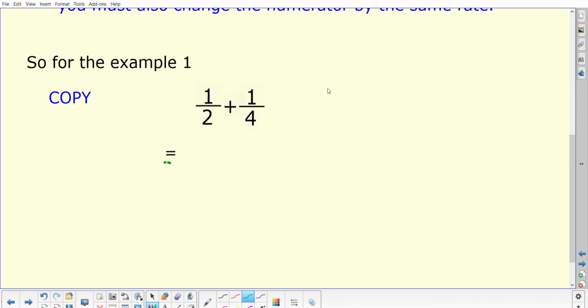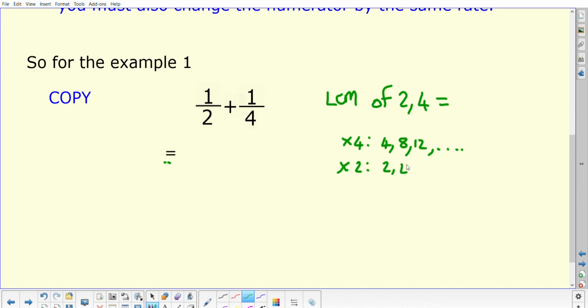Well, if we wrote down that the lowest common multiple of 2 and 4 is equal to, now this is where I need you to think about your times tables. If we wrote down the 4 times table, 4, 8, 12, and so on, and the 2 times table, 2, 4, 6, 8, 10, and so on, what you should see is that, you don't even need to write this down, hopefully you can see this in your head, that 4 is the first number that's in both the 2 and the 4 times table. So the lowest common multiple of 2 and 4 is 4.